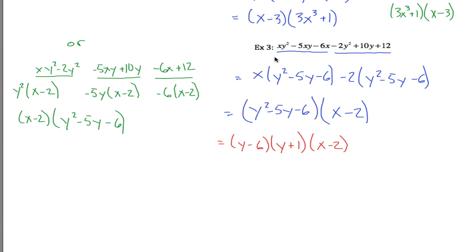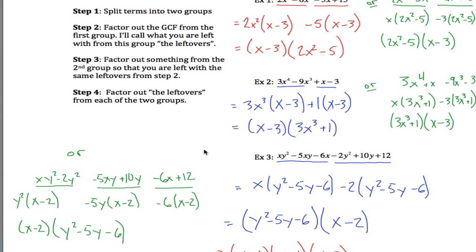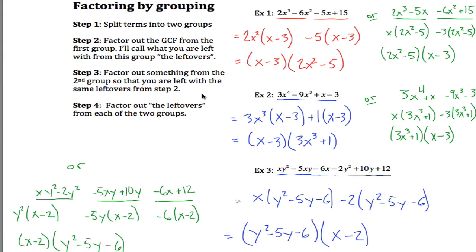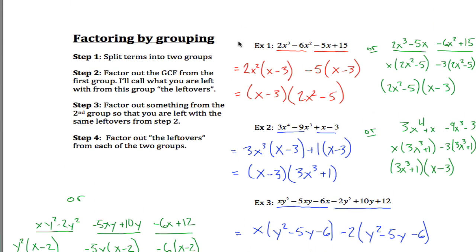So I just wanted to show you that there's some freedom in how you do these. You can group things a little bit differently, but you don't need to be able to do these multiple ways. Just do them the one way that's the most obvious to you, and you'll be good with factoring by grouping.